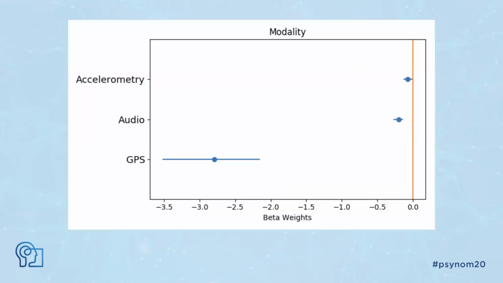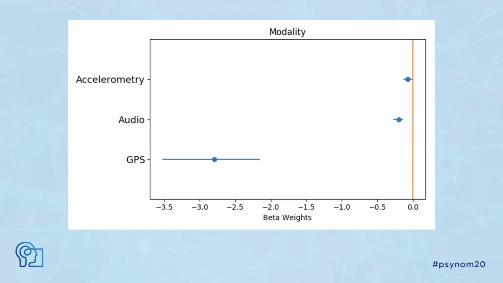Now, what we did is, we have a series of choices, and we know which of the options people chose, and we know how close each of those options were on each of the different dimensions of interest. So we can calculate a distance between the actual location and each of the options in terms of the accelerometry vectors, in terms of the audio vectors, and in terms of the GPS vectors.